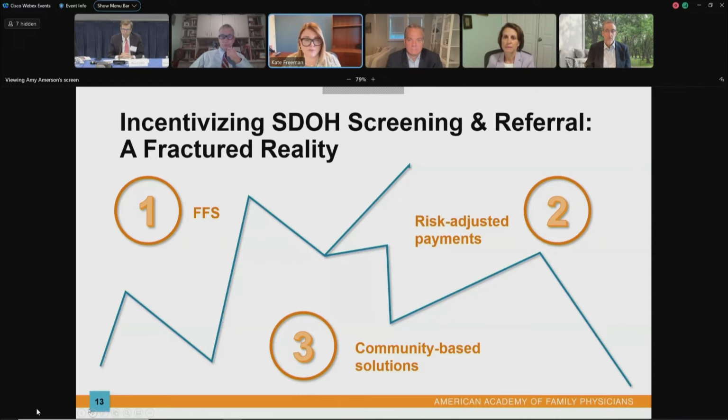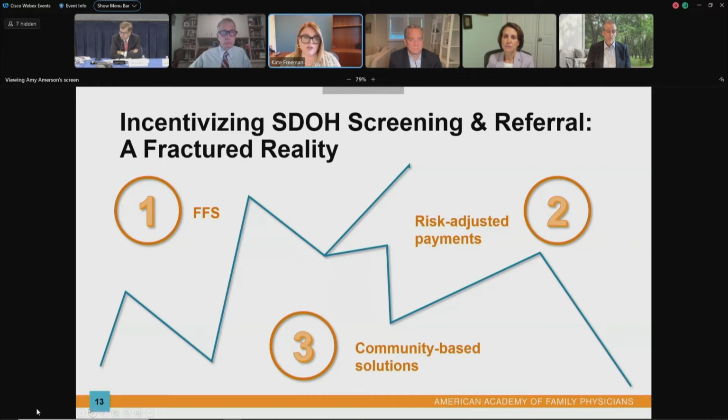The AAFP is very supportive of the goal of reducing health inequities and believes that social drivers of health should be identified as risk factors and used for risk adjustment, as I stated. We also agree that it's really important that healthcare teams screen for health-related social needs and are able to connect their patients to social and community-based organizations that can help address those needs.